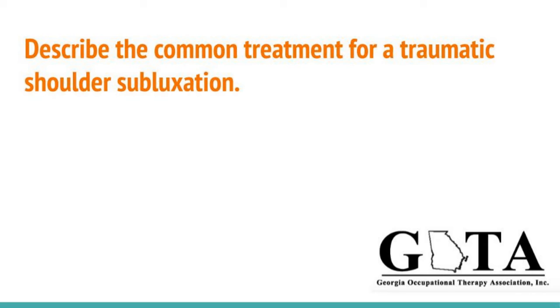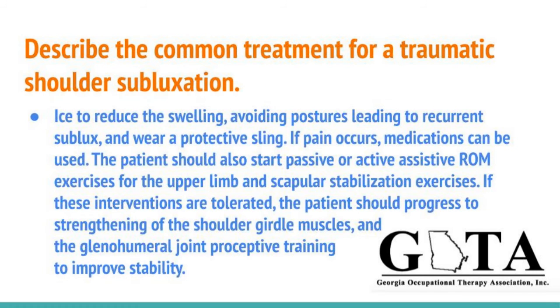Describe the common treatment for a traumatic shoulder subluxation. The treatment for a traumatic shoulder subluxation includes ice to reduce the swelling, avoiding postures leading to recurrent subluxation, and wearing a protective sling. If pain occurs, medications can be used.